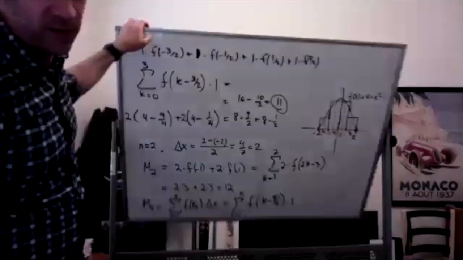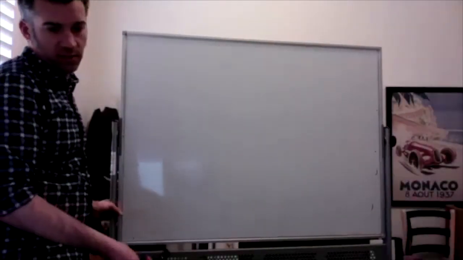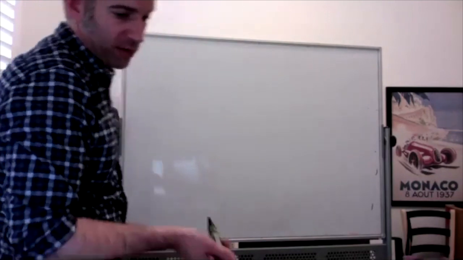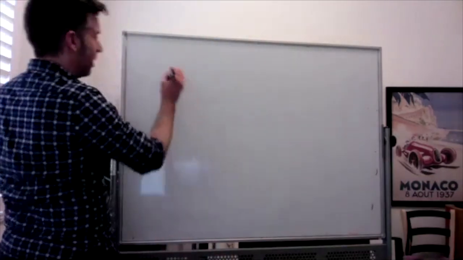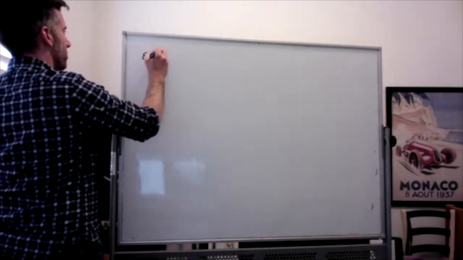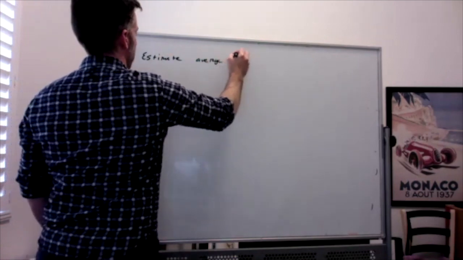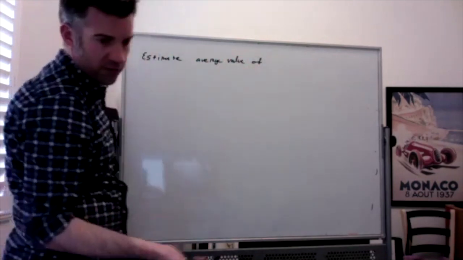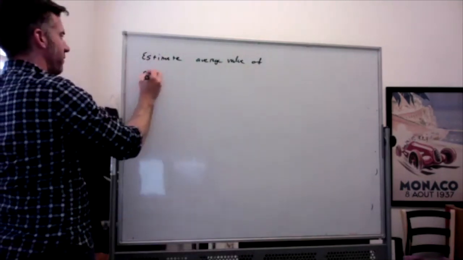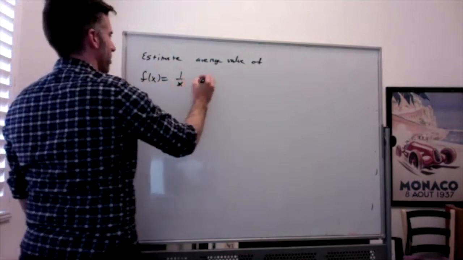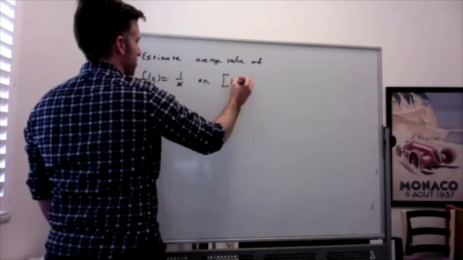Okay, let's do another one. A couple of different people sent me this one, which is similar. So one of them was from 1 to 9, one of them was from 1 to 25. Let's go ahead and do, I'm going to split the difference. Let's say I want to estimate the average value of the function f of x equal to 1 over x on the interval from, let's do 1 to 13.